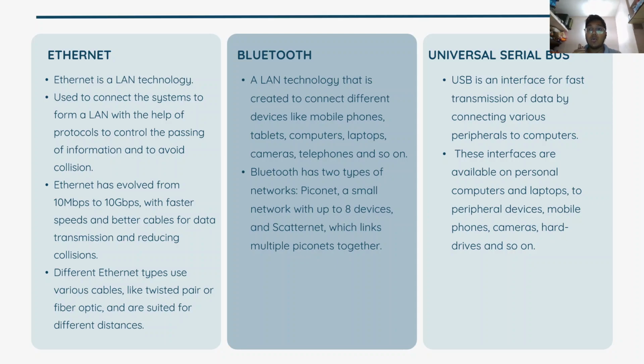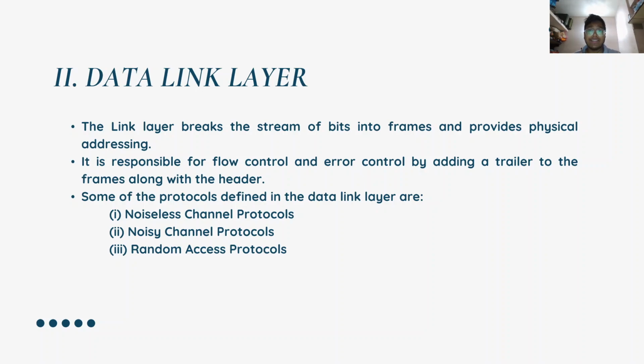When we're talking about USB, it is an interface for fast transmission of data by connecting various peripherals to a computer. These interfaces are available on personal computers and laptops to peripheral devices, mobile phones, cameras, hard drives, and so on. Then the second layer of TCP/IP is the data link layer.